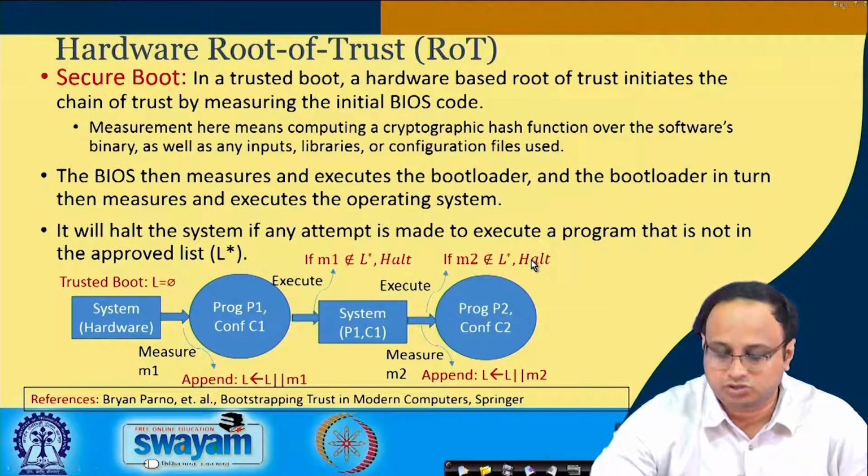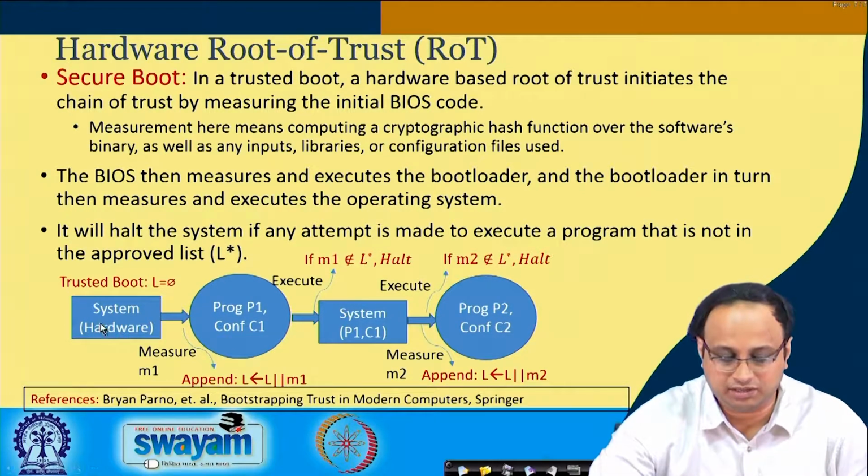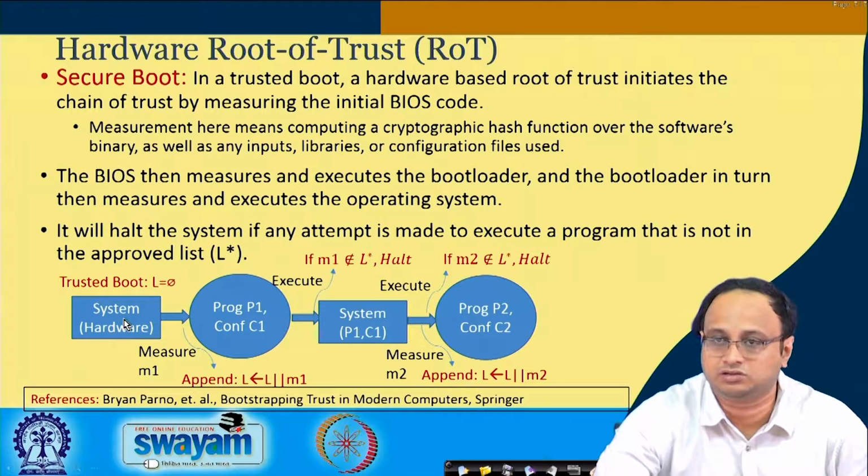Finally, the operating system comes into control. The idea is that if you go back and consider this chain of trust, the entire trust is built upon the assumption that the hardware which is your root of trust is pure, that is, essentially trusted.